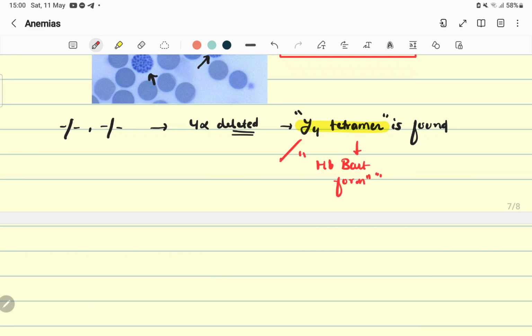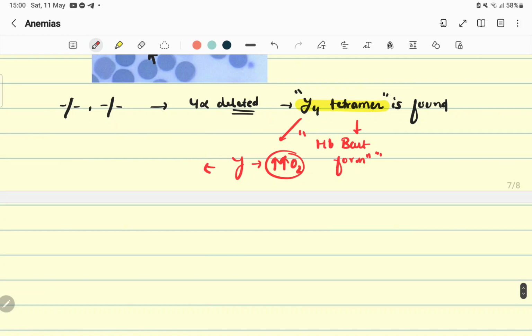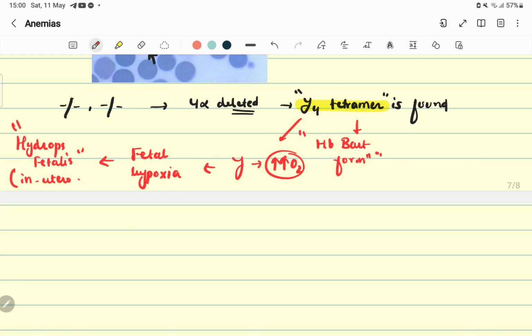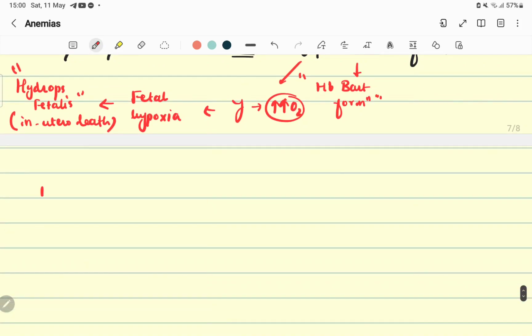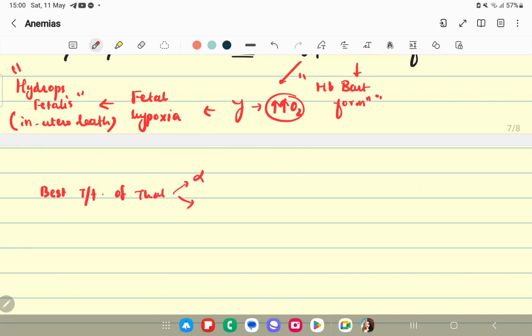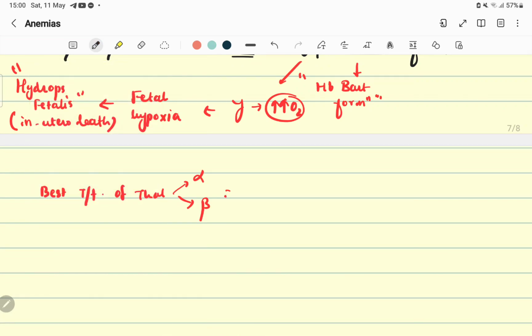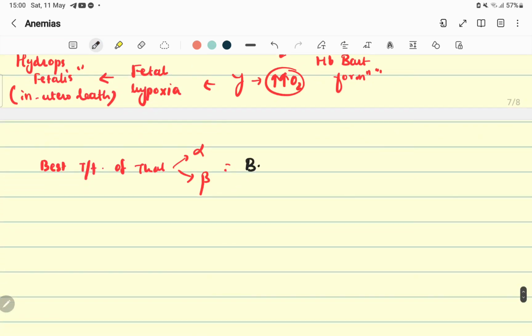And gamma 4 tetramer, because you know that gamma has increased capacity of holding oxygen, so the fetus will hold back oxygen. It will cause fetal hypoxia, and fetal hypoxia will lead to hydrops fetalis, which is fetal in utero death, right? And lastly, the best treatment of any, alpha or beta thalassemia, is bone marrow transplant.